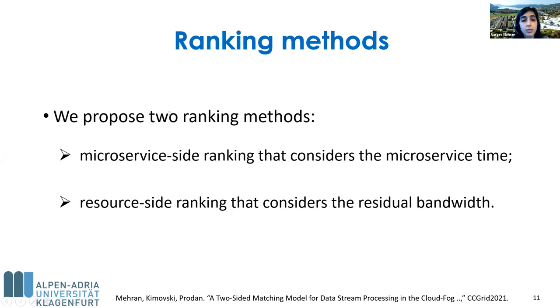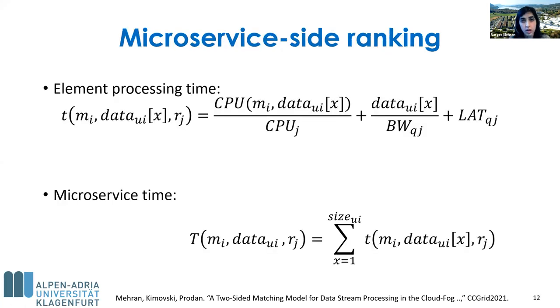Firstly, I will talk about the ranking methods. For the ranking methods, we propose two different methods, and the first method is on the microservice side, and we consider the microservice time, so that each microservice will rank the resources based on the microservice time. And then on the resource side, we rank the microservices based on the residual bandwidth that will remain after being allocated to that specific microservice and hosting that microservice. So I will briefly explain each one of these two methods.